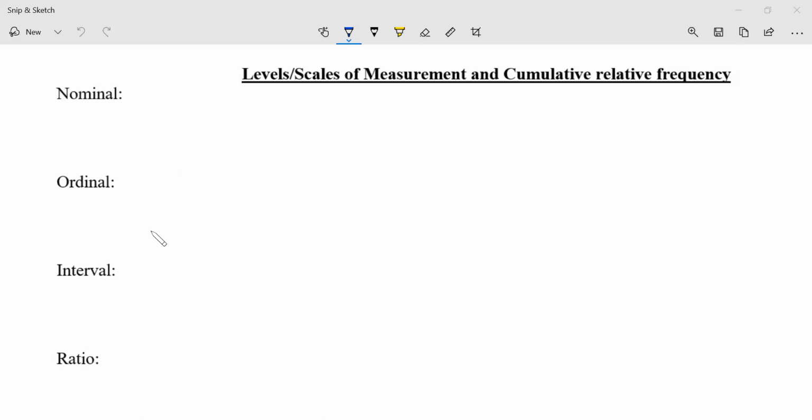So the first scale, the first level of measurement is called nominal. Now, what is nominal? These are like categories, colors, names, labels, and even favorite food along with the yes or no responses. Those are examples of nominal label data. Nominal data are not in order.